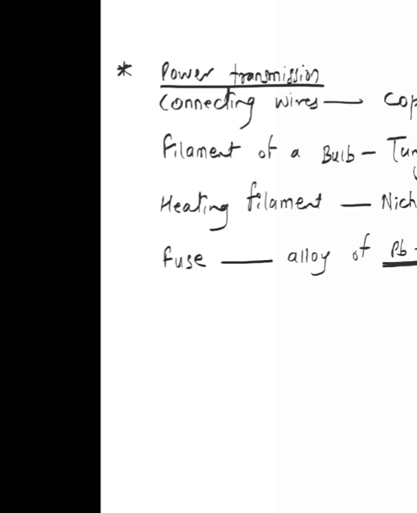You know why we use this material only? Because it has two advantages. Number one, it has a low melting point. Number two, it has a high resistance, or high resistivity. So what happens even if the current exceeds a certain limit? That wire will become hot, and then eventually it will melt and break the circuit. That's how we make use of a fuse wire.